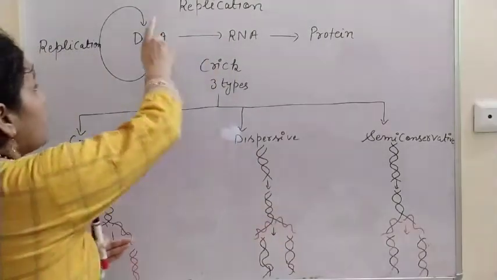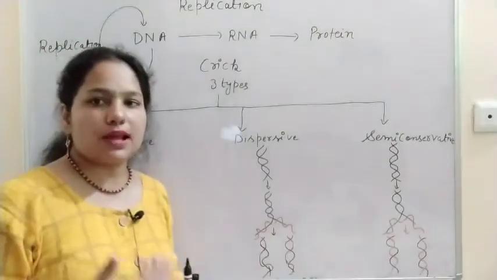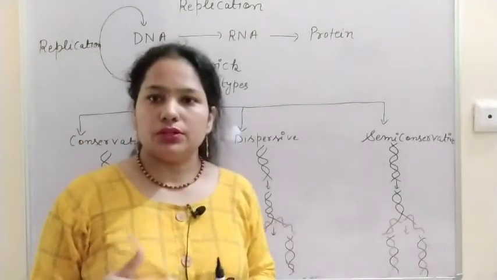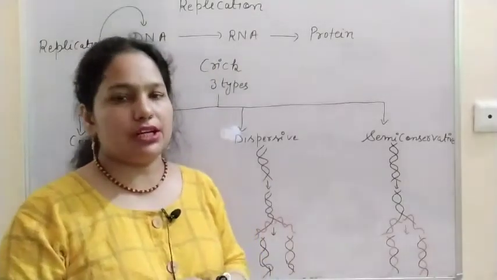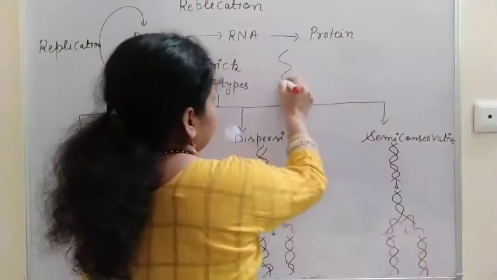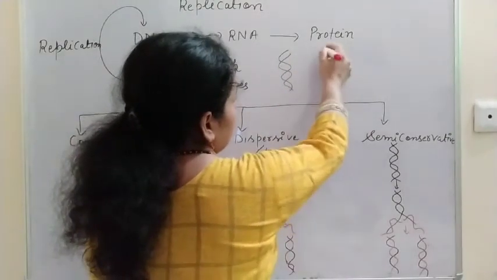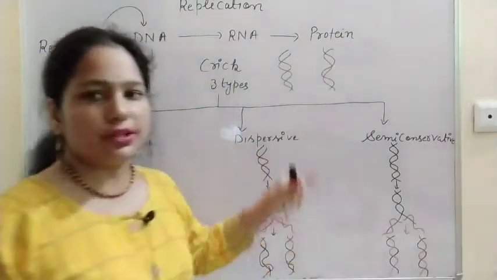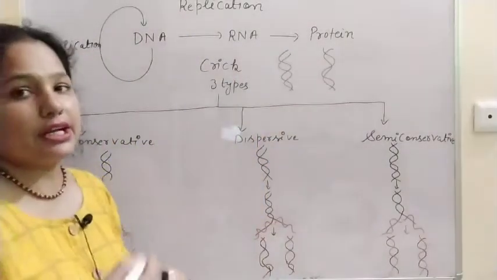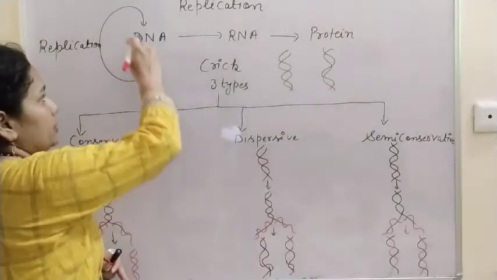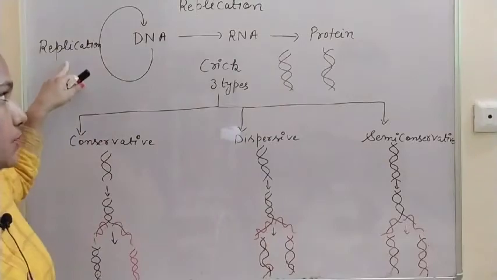So replication means to make a replica. What is a replica? The exact copy. Like if we have the DNA like this, and if we have a copy of this DNA, then this is the replication. So DNA replication means when the DNA makes its own copy, DNA to DNA, that is known as replication.